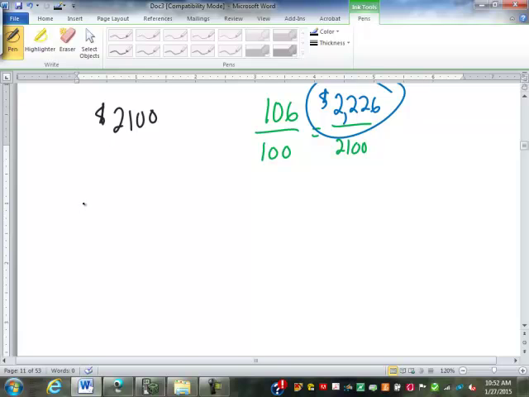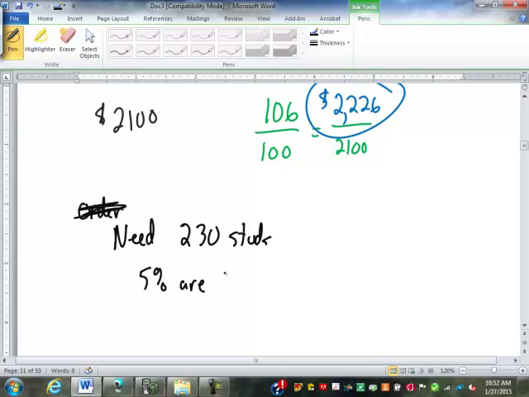Let's say you need 230 studs for a job. Your experience is that about 1 in 20 or so are bad. So in other words, 5% are either crooked or scabbed up on the edges to be unusable. You can't use them. So how many do you need to order? Well, most people would say you just add 5%.